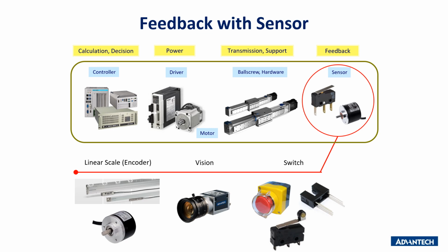The last part of motion control is feedback. The most common sensors for feedback are encoder, vision, or switch. With these sensors, we can easily get the machine working status.